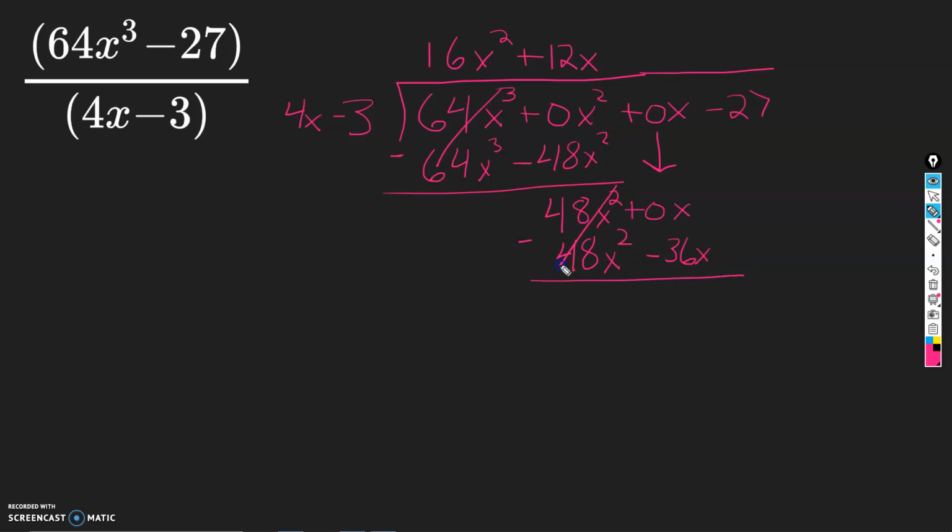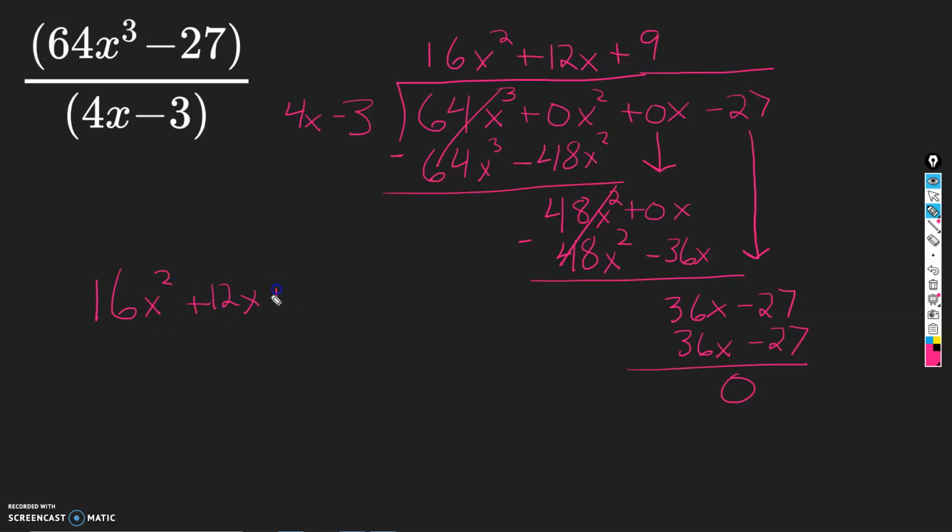Same thing, subtract. Those guys cancel out. 0 minus minus, that becomes a positive 36. And then the negative 27 drops all the way down. Alright, 4x goes into 36x. That's just a positive 9 times. 9 times 4x is 36x. And positive 9 times negative 3 is indeed negative 27. These guys subtract to be a 0, so there's no remainder here. So our answer is just simply 16x squared plus 12x plus 9.